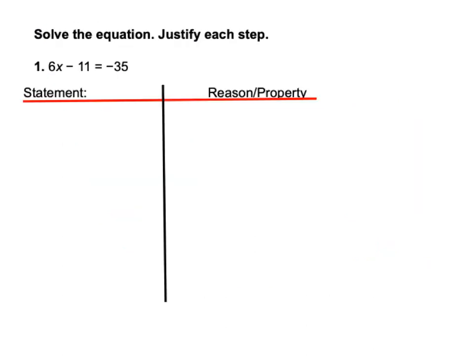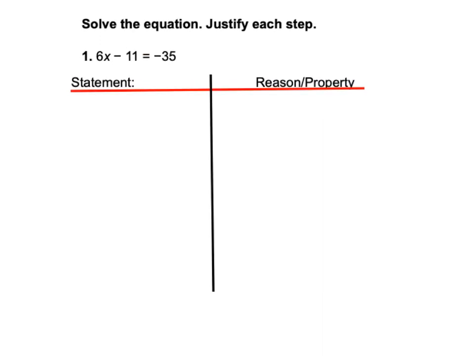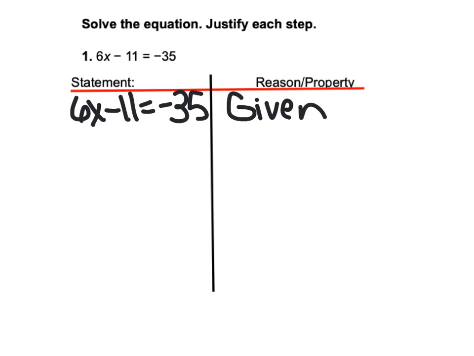Okay, so here's just another example of one. 6x minus 11 equals negative 35. Step 1, we always write our given information. So we have 6x minus 11 equals negative 35. Seems a little repetitious because it's right above there, but we still have to write it down. And the reason we can do that is just because it's given to us.